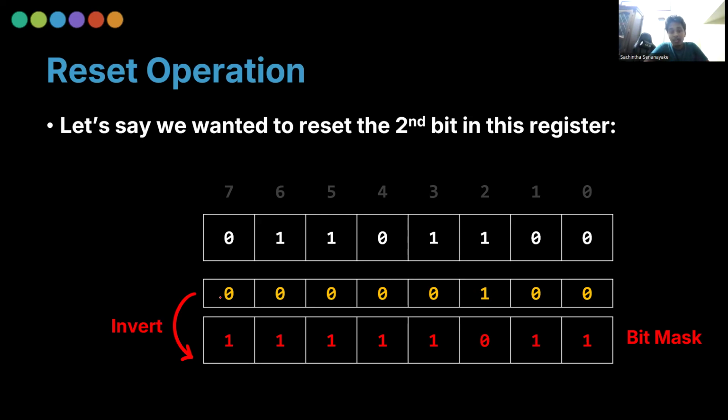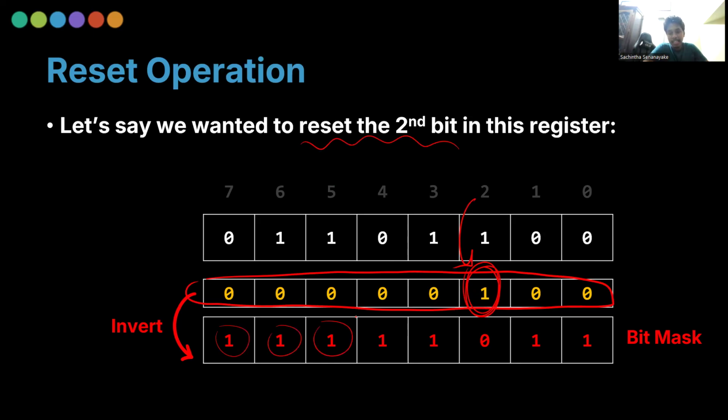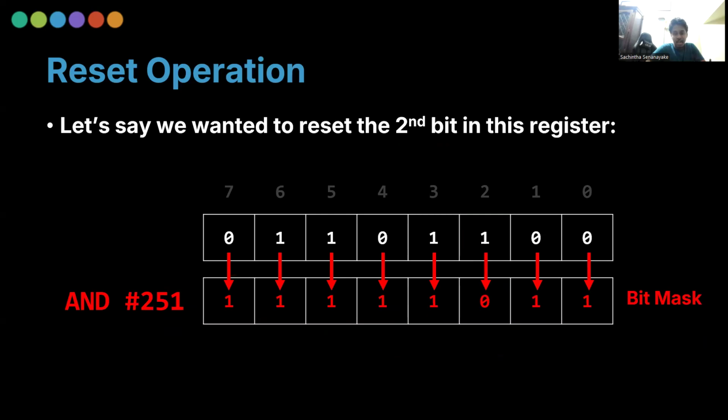So we end up with the original bit mask, you can imagine, of all 0s, but with just a 1 for the second position, because that's what we want to reset. But we invert that, making the entire bit mask the exact opposite of the original yellow bit mask. So 0 becomes 1, 1 becomes 0. Now you take this inverted bit mask and you perform an AND operation with it.